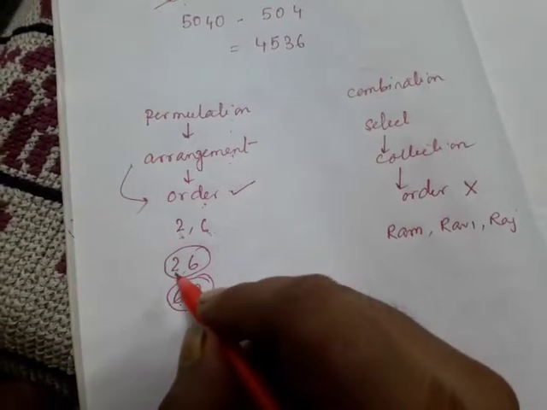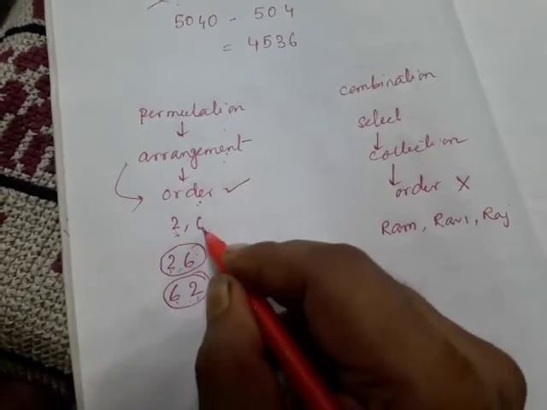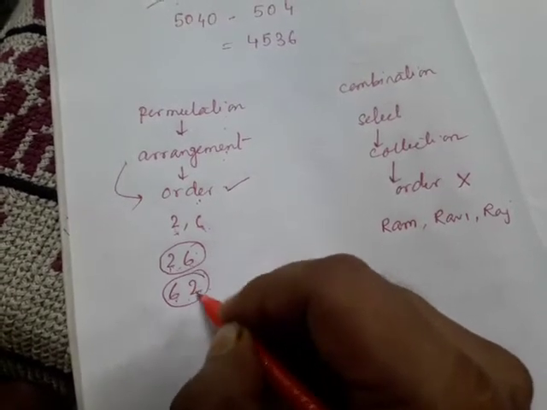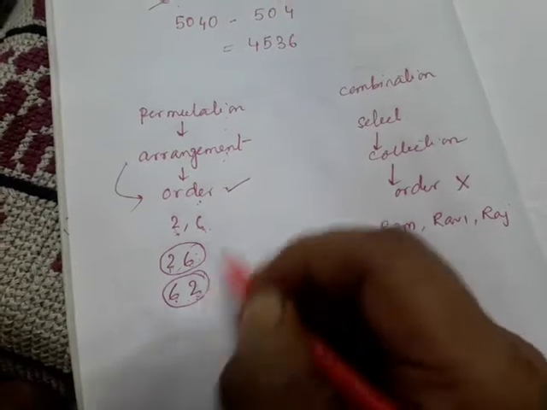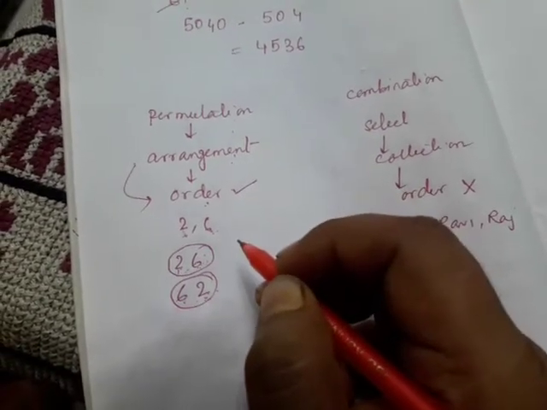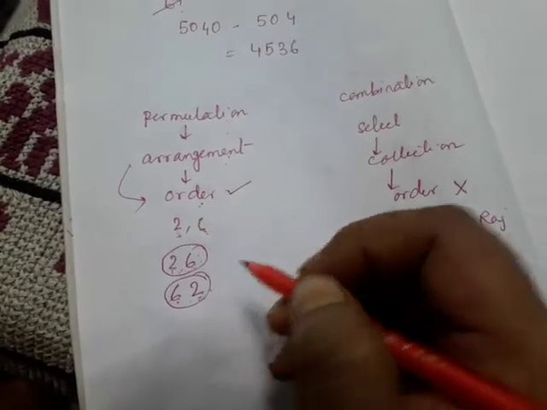Here we first took 2 then 6 and formed 26, and in this case we first selected 6 then 2 and formed 62. So 26 and 62 are different numbers. By changing the order, the meaning is changing. So this is a question of permutation. You will understand that if by changing the order a new thing is formed, then that is a question of permutation.